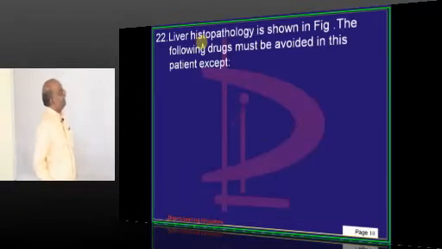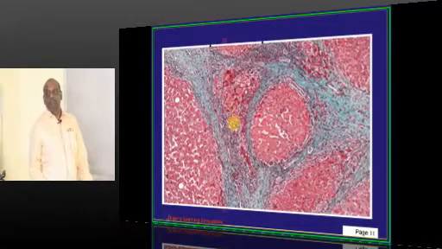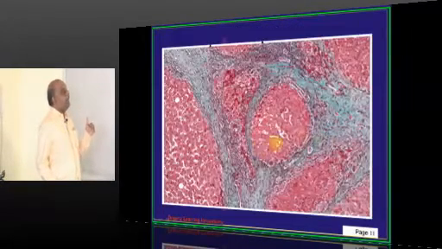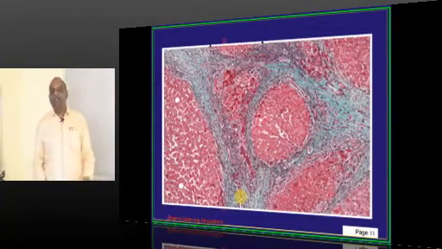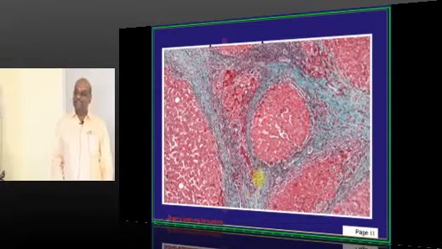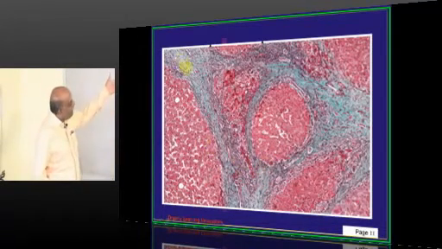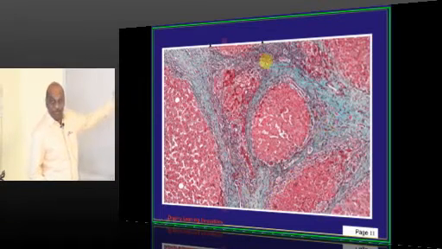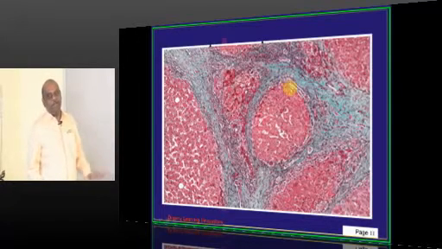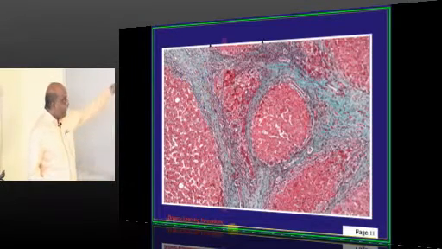Now doctor, the liver histopathology has been shown to you. So what are the drugs that need to be avoided in this patient? Fundamentally, what is this histopathology making you think of? Very simple. Cirrhosis of the liver. Are you not able to see the fibrosis? You remember our histology days, a hexagonal shaped liver is normal histology. It's a trichrome stain where you have the fibrosis.